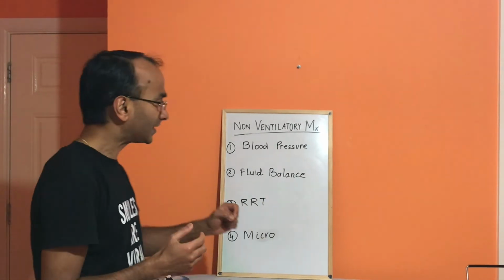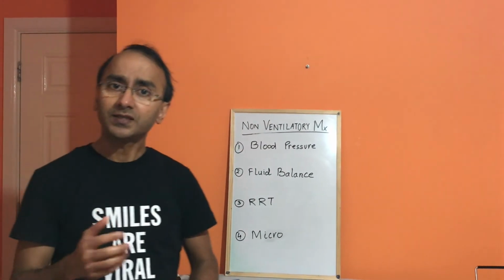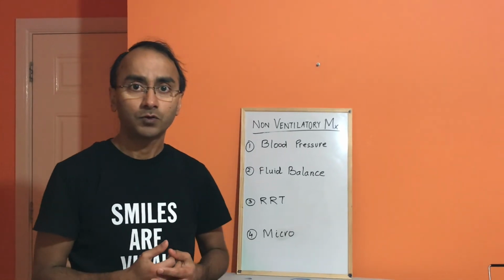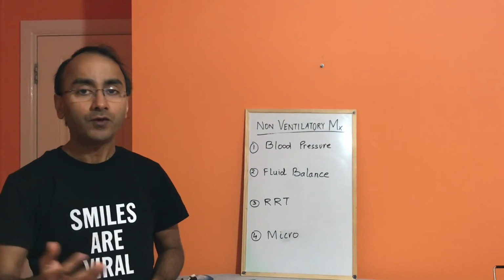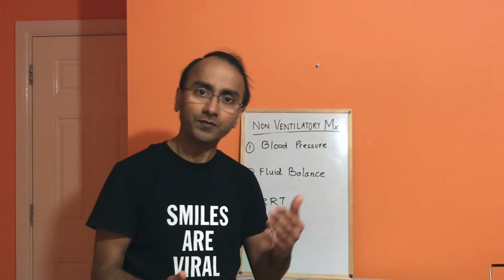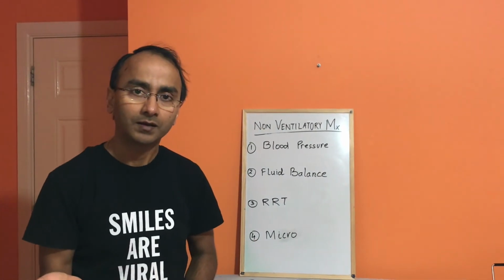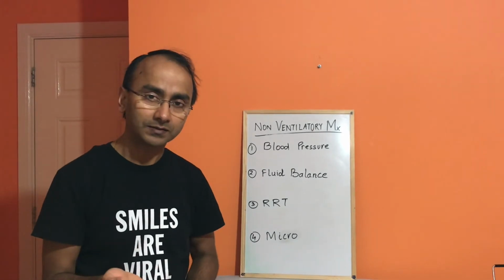Next, targeting the blood pressure is still the same, of course. The mean arterial pressure of 65 and above. We give fluids and we also use vasopressor. In terms of fluid, we keep the hydration to be optimal. We want them to be euvolemic. We don't want them to be super hypervolemic, but euvolemia is the target.